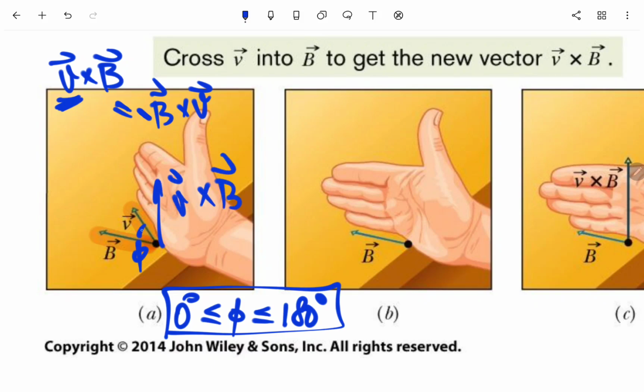And then keep in mind that this phi should be less than or equal to 180 degrees. Don't try to make V like this and then rotate it more than 180 degrees, because then V cross B would point to the opposite direction. This is not correct. So make sure that this phi is between 0 and 180 degrees.